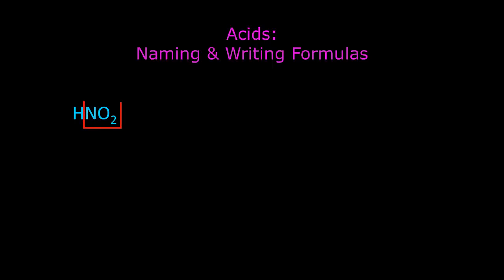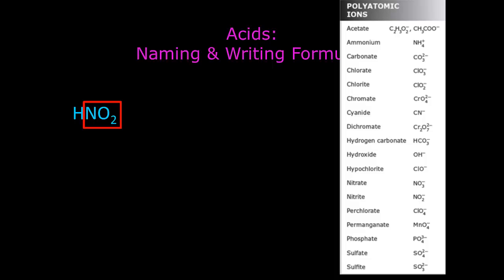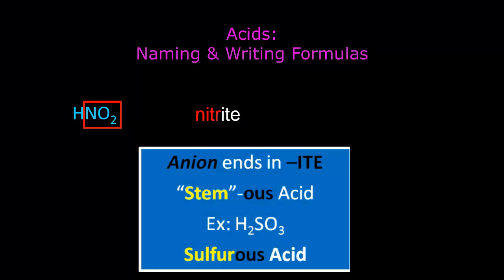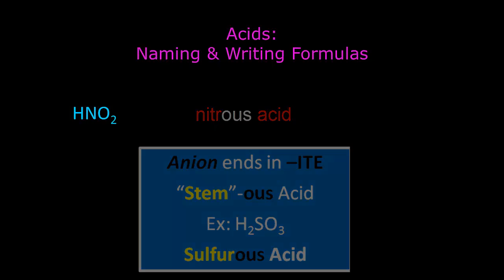HNO2, our anion is NO2. So we need to look on our polyatomic ions chart to find out what the name of NO2 is, and that is nitrite. We are going to change our "ite" to "us," so nitrous, and then add acid. So HNO2 is nitrous acid.